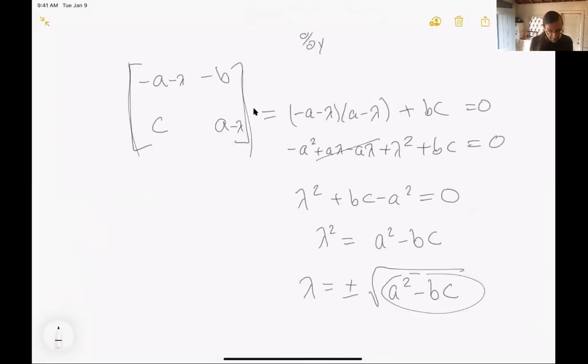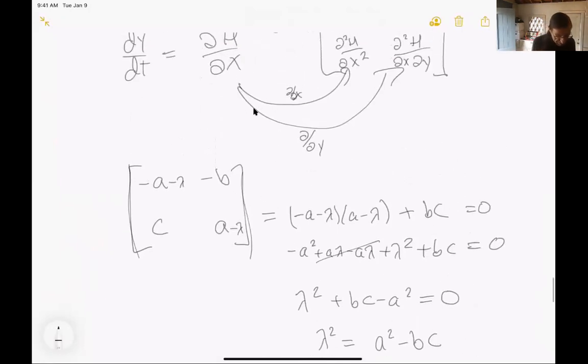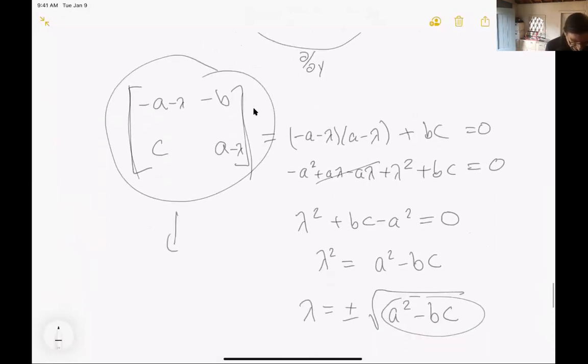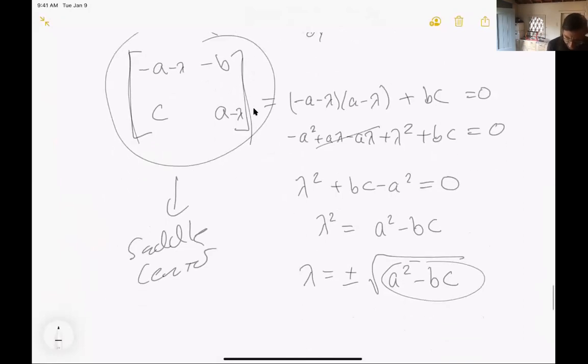So if I have a matrix of this form, then that proves that I have either a saddle or a center. We have to think a little bit about what happens if that's 0, in which case both eigenvalues are 0. If you have a system where both eigenvalues are 0, then it's just the 0 system. So we're never going to see that unless all of the entries are just 0.